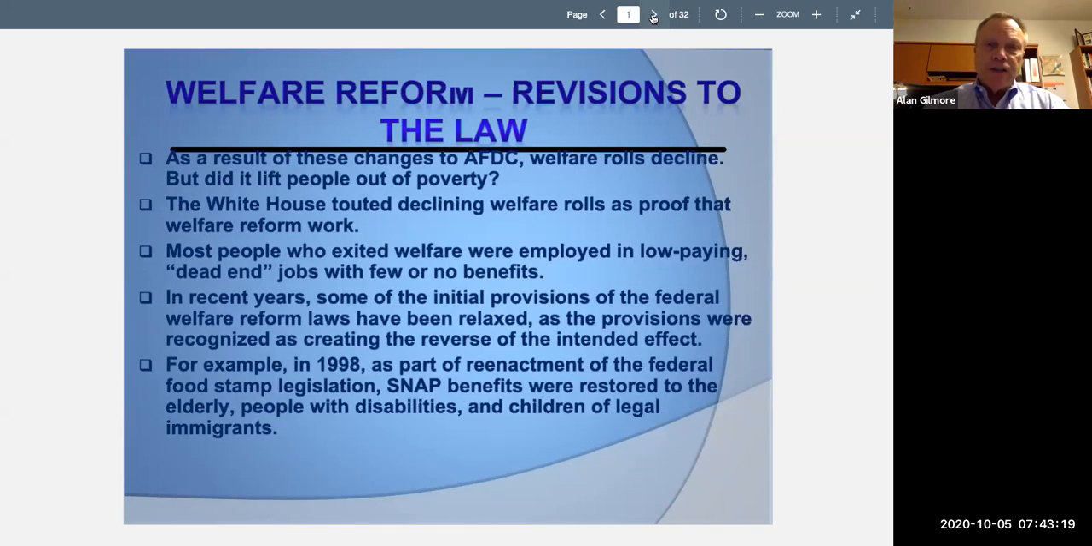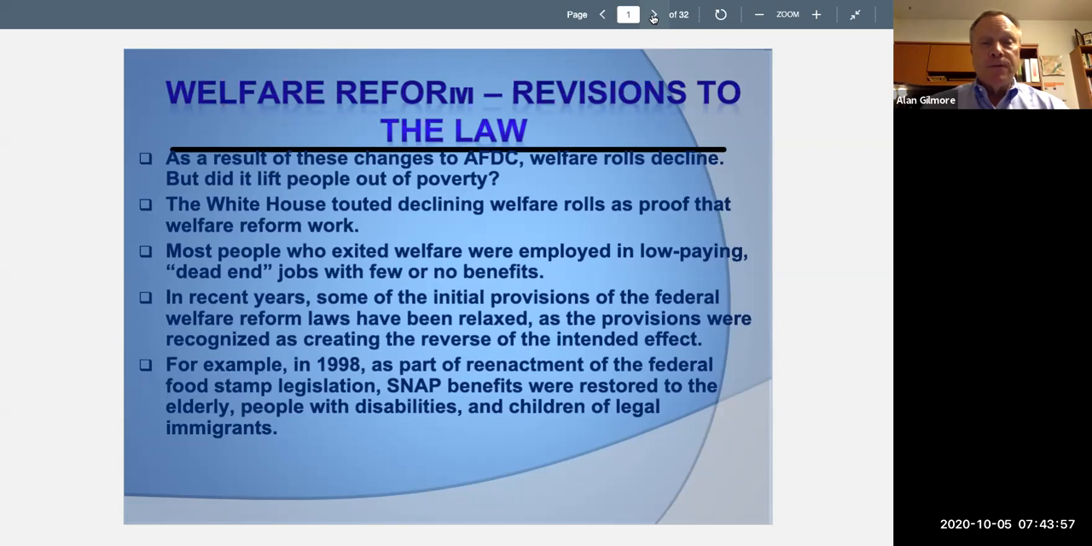So as a result of these changes to AFDC, converting AFDC into TANF, the federal government did see that welfare rolls declined. So the number of people enrolled in any kind of welfare program did reduce. But the question really is, did these programs lift people out of poverty? The White House touted declining welfare rolls as proof that welfare reform works. Unfortunately, most people who exited welfare were employed in low-paying, dead-end jobs with few or no benefits.